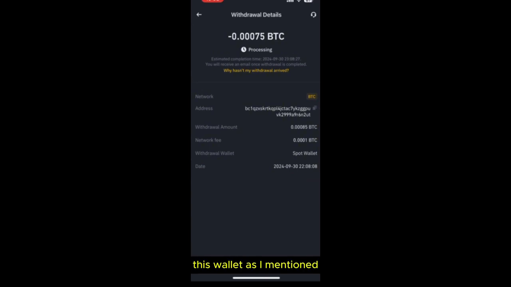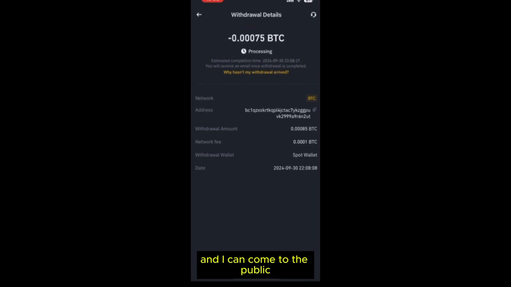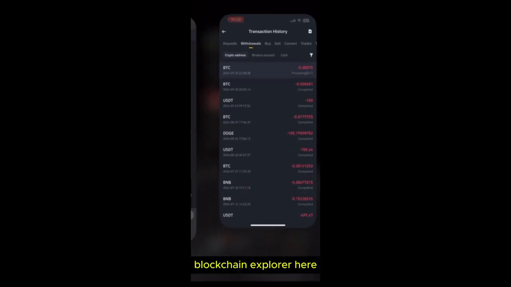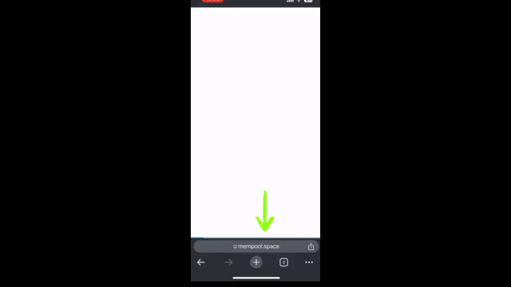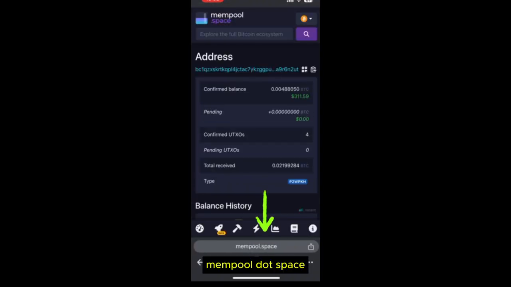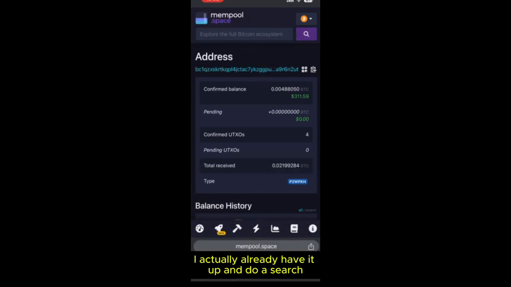But what's really cool to see is that this wallet, as I mentioned, will actually show up on the Bitcoin blockchain. So I've copied this wallet now, and I can come to the public blockchain explorer here, mempool.space, and you can paste in the wallet address. I actually already have it up, and do a search.